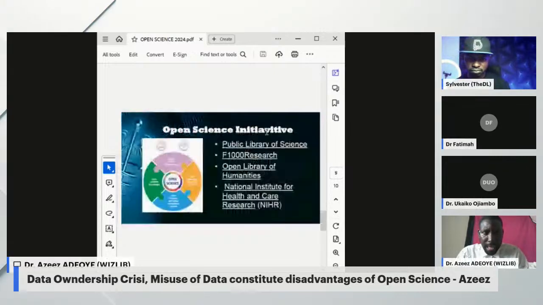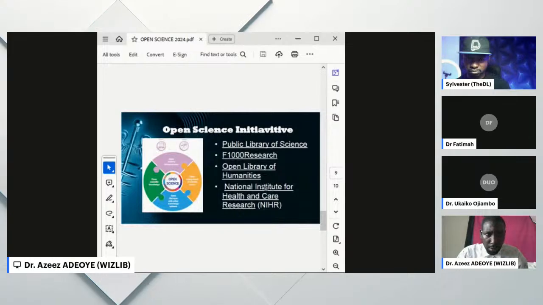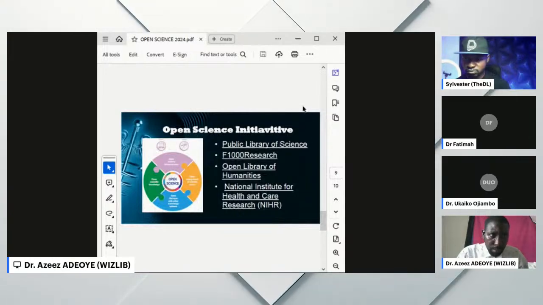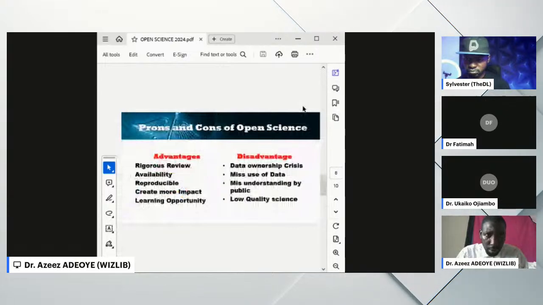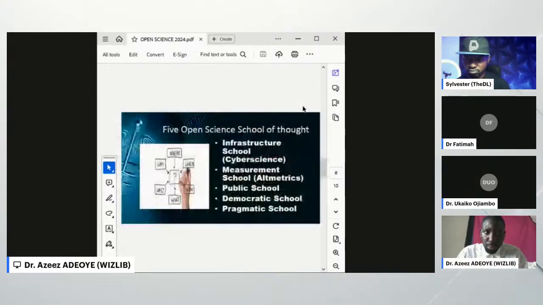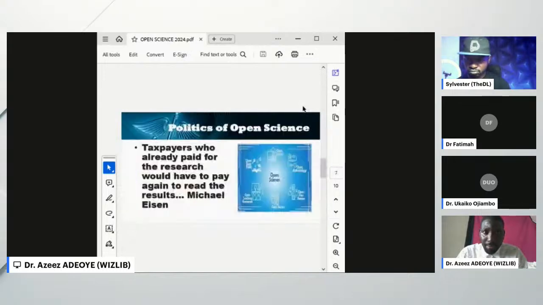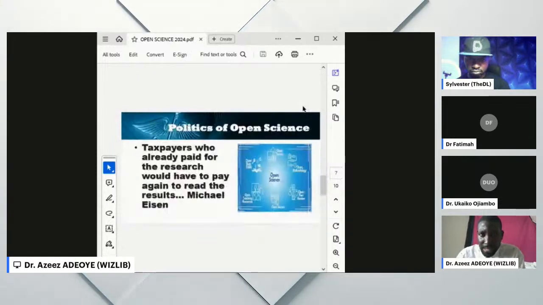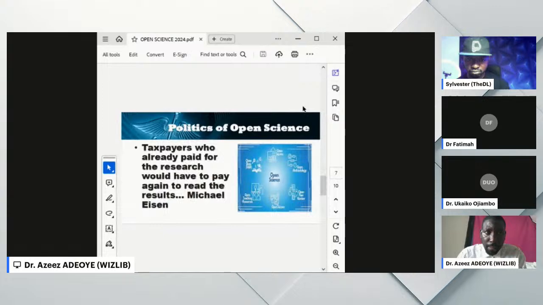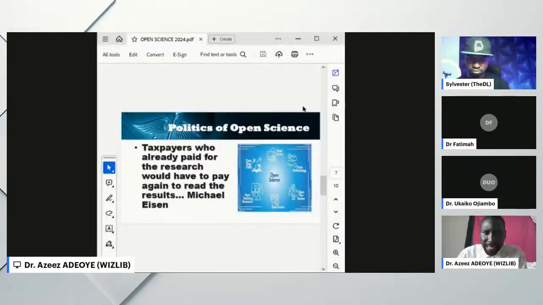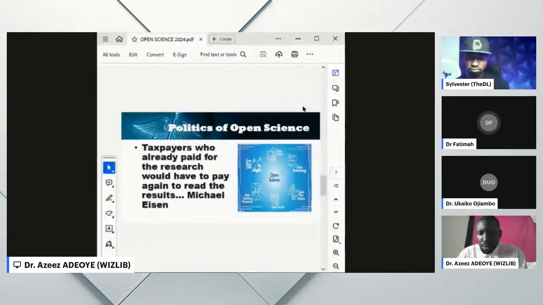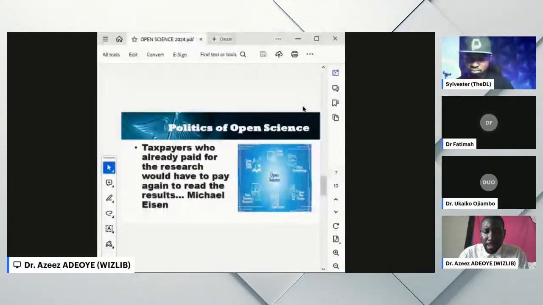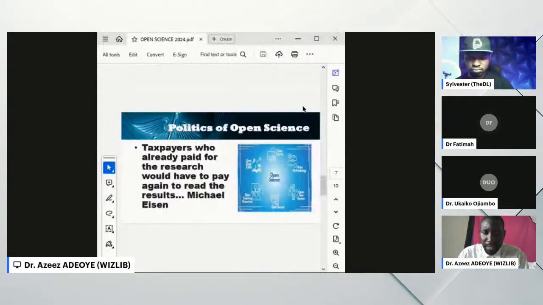I've been able to explain that we have several schools of thought when it comes to open science: the pragmatic school of thought, the measurement school of thought, and the democratic school of thought. And finally, I said that there are policies involved in public open access. Government allocates some amount of money for open access, and the money also goes back to government because they are still going to pay for researchers and taxpayers to access the results.